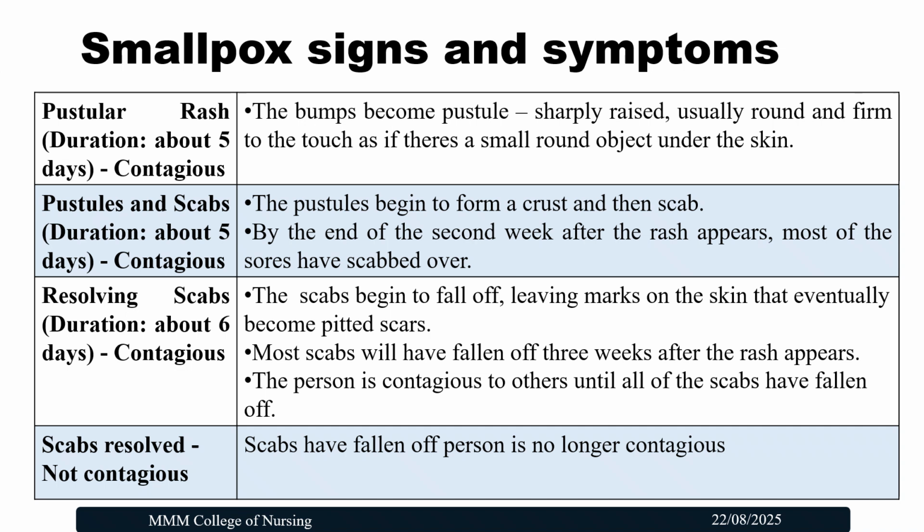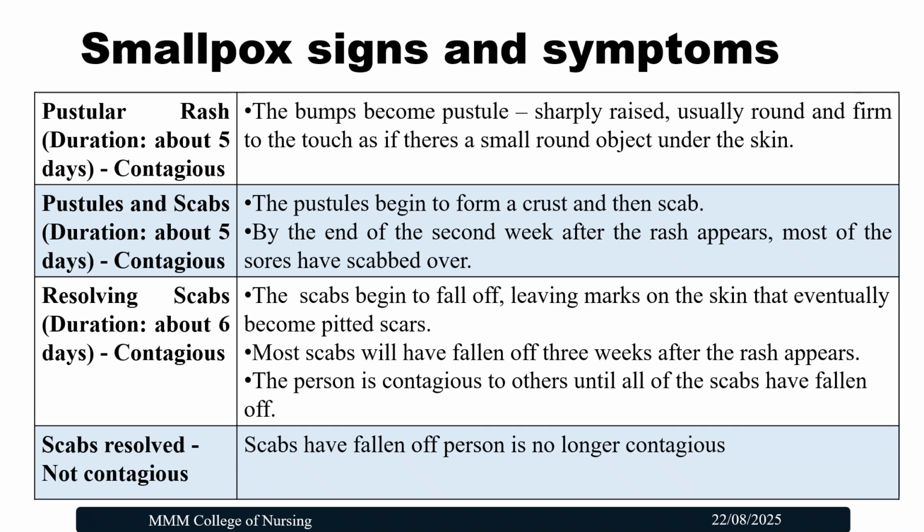The fourth phase is the pustular rash. The duration is about 5 days, and it is contagious. The bumps become pustules, sharply raised, usually round and firm to the touch, as if there are small round objects under the skin. The fifth phase is pustules and scabs. The duration is about 5 days, and it is contagious. The pustules begin to form a crust and then scabs. By the end of the second week after the rash appears, most of the sores have scabbed over.